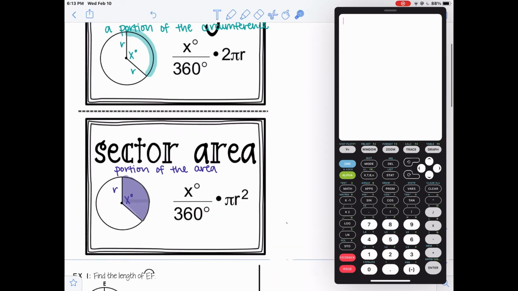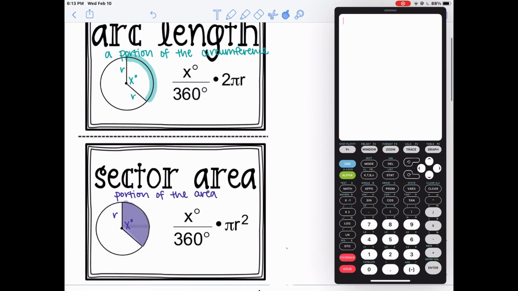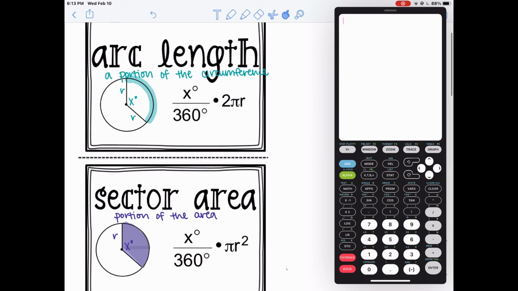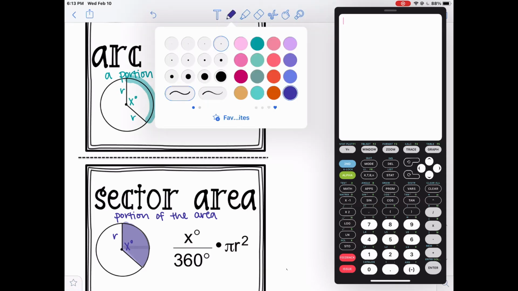I'm going to pause here and make sure everybody has this written down. Go ahead and write this in your notebook if you don't yet. Now I want us to try a couple examples. I'm going to try one with you, and then I'm going to let you try one on your own. Okay? All right, here we go.